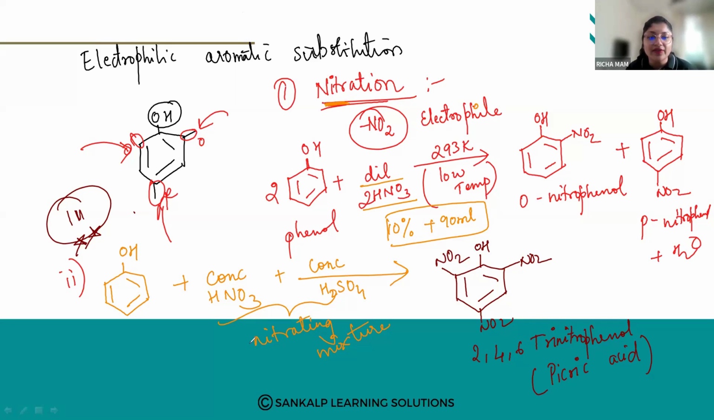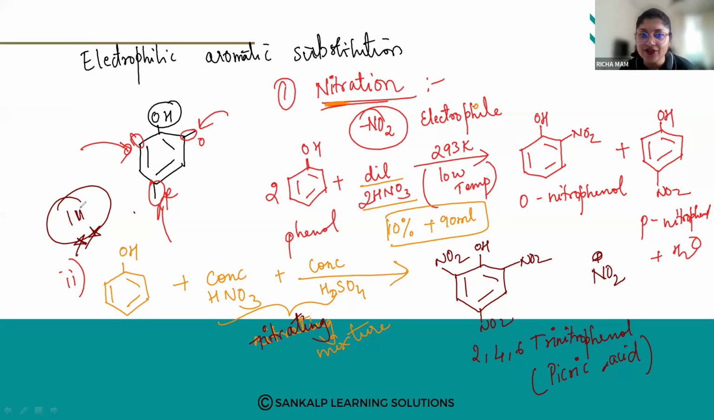So what have we done here? We have taken the nitrating mixture, and from it we have generated the electrophile, the nitronium ion. The nitronium ion will attack both the ortho positions and the para position. And what will you get? You will get 2,4,6-trinitrophenol, which is called picric acid. Got it?